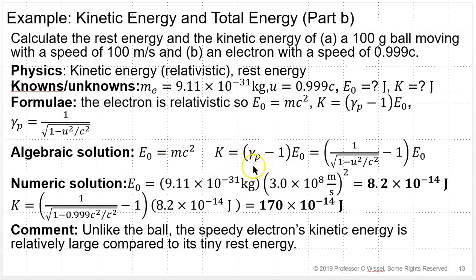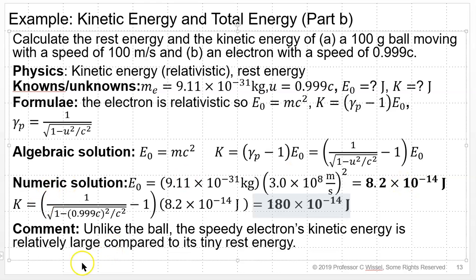Kinetic energy is the quantity gamma p minus 1 times epsilon naught. We can plug in for gamma p. It'll be the quantity 1 over the square root of the quantity 1 minus u squared over c squared, minus 1, all times epsilon naught. Okay, so now we can start plugging in numbers. Here's our mass for the electron, 9.11 times 10 to the minus 31 kilograms times the speed of light squared, so E equals mc squared. This ends up being the rest mass energy, the rest energy of 8.2 times 10 to the minus 14 joules.